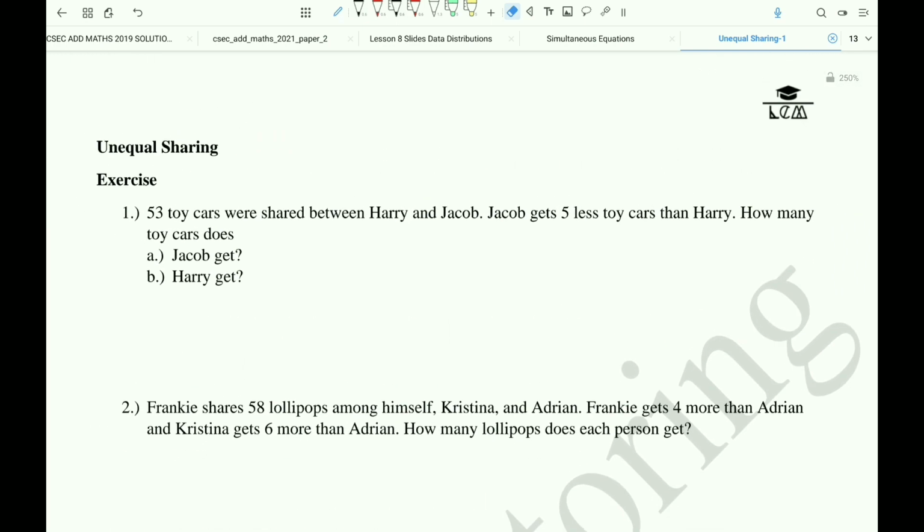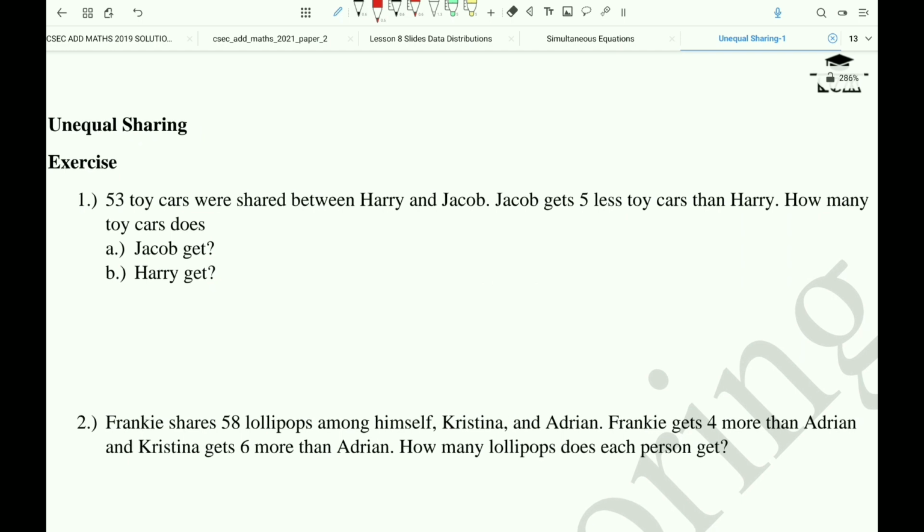Okay, so the first question says 53 toy cars were shared between Harry and Jacob. Jacob gets 5 less toy cars than Harry, and then the question ultimately asks how many toy cars Jacob and Harry get. So they want the number of toy cars that each boy gets. Our first step with any unequal sharing question is to figure out who got the least. In this case, Jacob would have gotten the least. He gets 5 less toy cars than Harry.